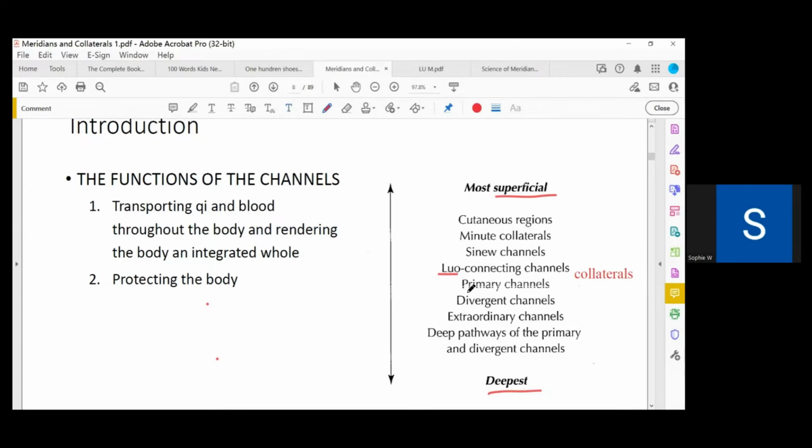Primary channels, that's the main meridian. Divergent channels, extraordinary channels, extraordinary vessels, channels, deep pathway of the primary and divergent channels. Primary, that's the main meridian.